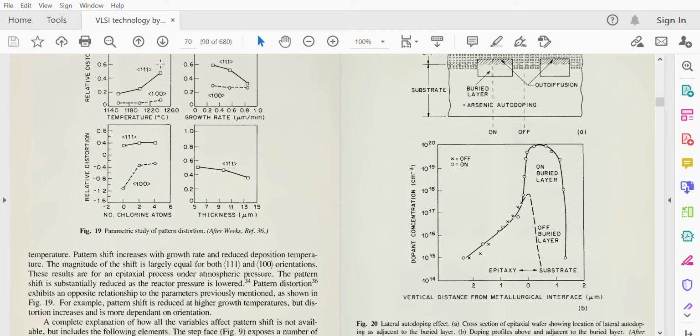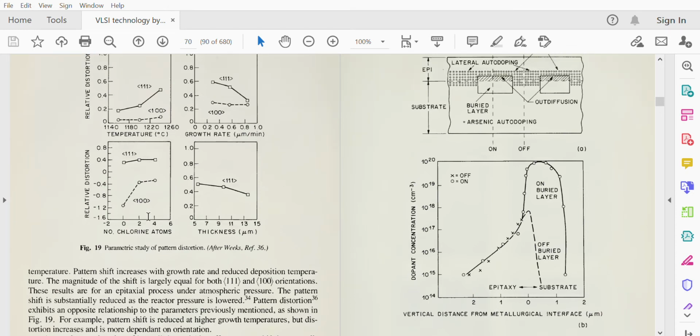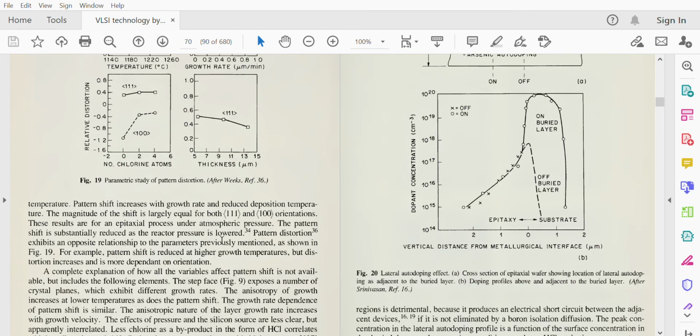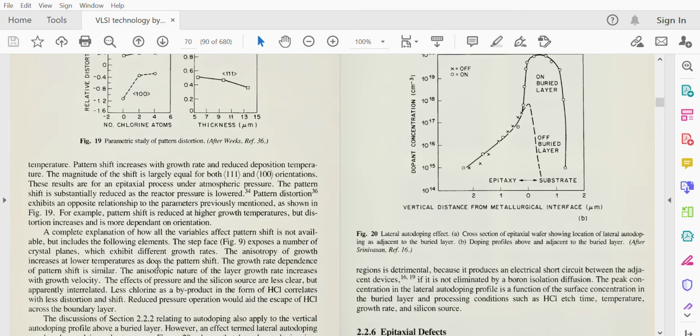In orientation 111, the distortion, the displacement, is higher. In 100, the displacement is lower. But if you talk about the distortion, then 100 and 111 both have the same distortion rate. The growth rate, that is the micrometer per minute, is approximately the same. Okay, so the distortion increases when we are increasing the temperature. But yeah, we can compensate for the pattern shift.